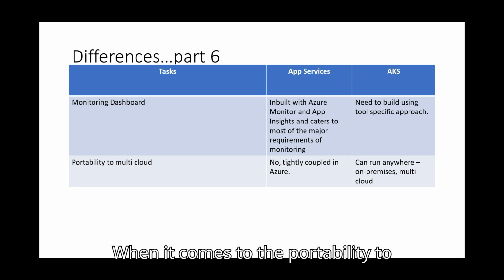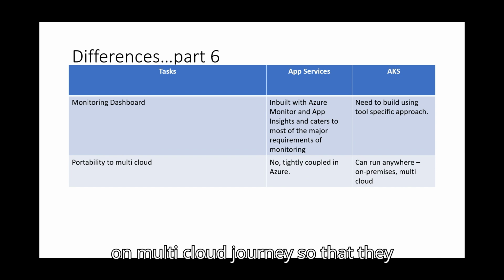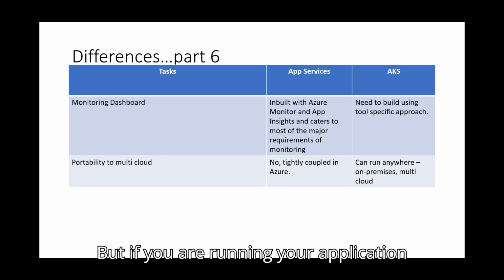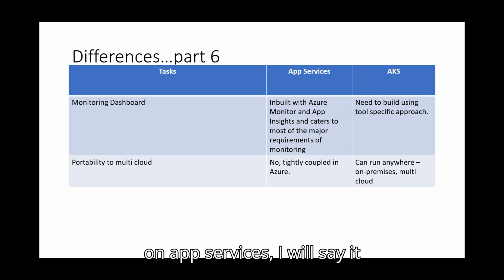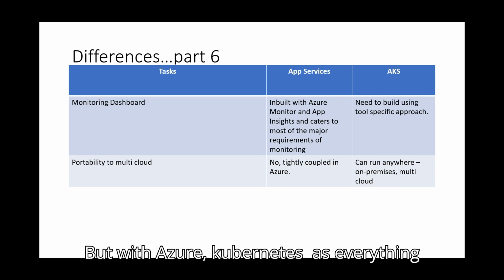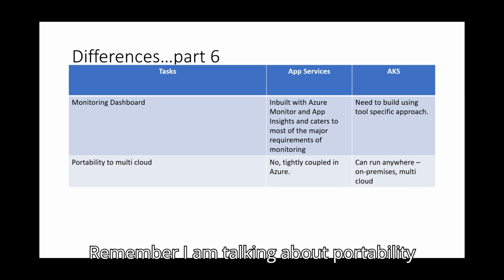When it comes to portability to multi-cloud, many organizations are trying to embark on a multi-cloud journey so that they don't have dependency on a single cloud. If you are running your application on app services, I would say it is somewhat tightly coupled with Azure. But with Azure Kubernetes, as everything is container based, you can run your application on premises, on Kubernetes, on any other cloud on Kubernetes, or you can simply run it as a container. Remember, I'm talking about portability at the container level.